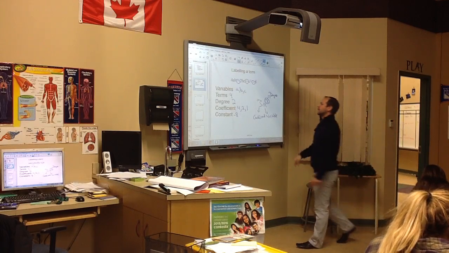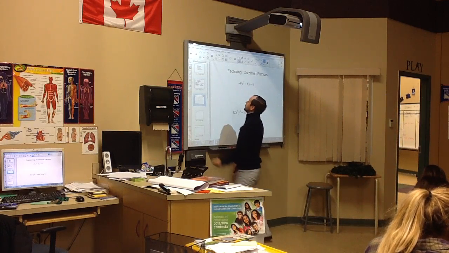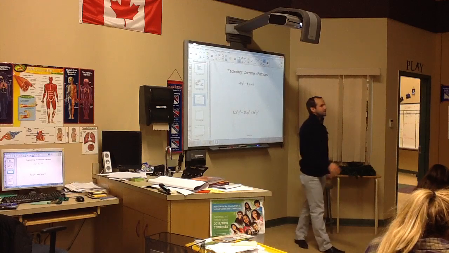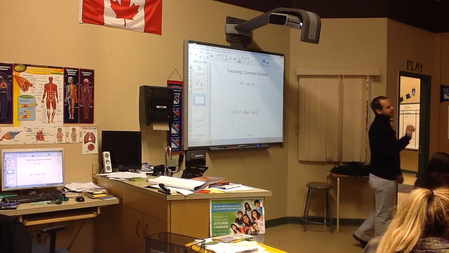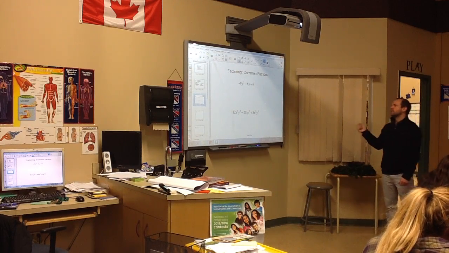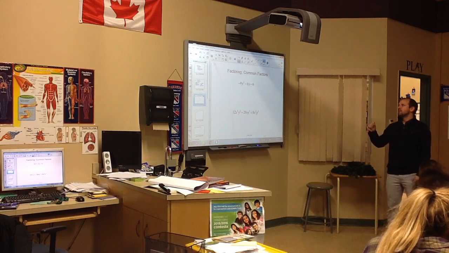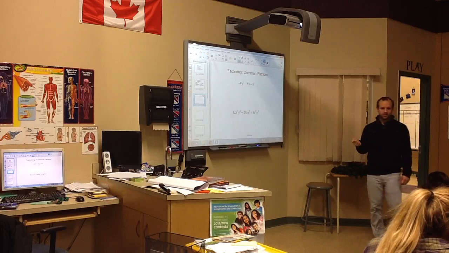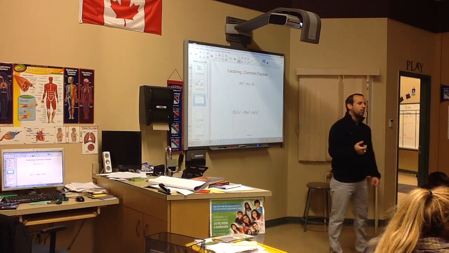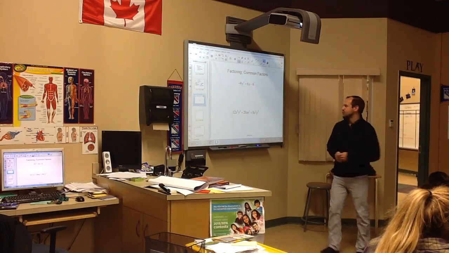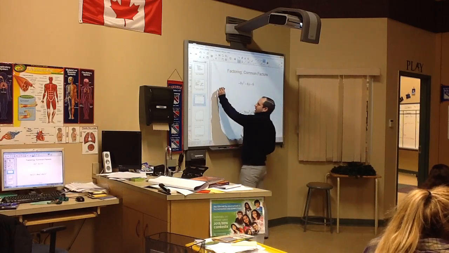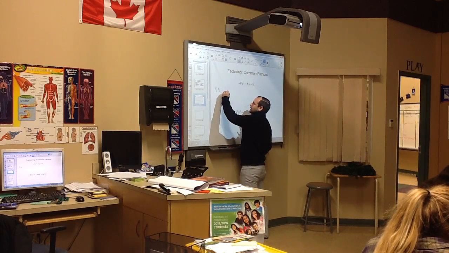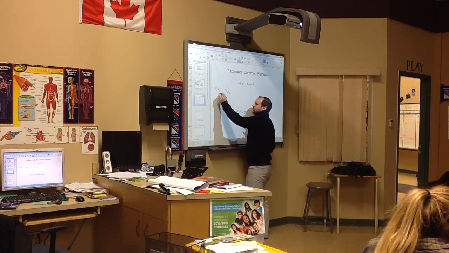Alright, let's keep going, and let's introduce our concept of factoring in the first layer. The first layer of factoring for this piece in 10C is factoring common factors. Remember when we did greatest common factor? What were we doing if I asked you to find the common factor of 15 and 35? What am I doing here?